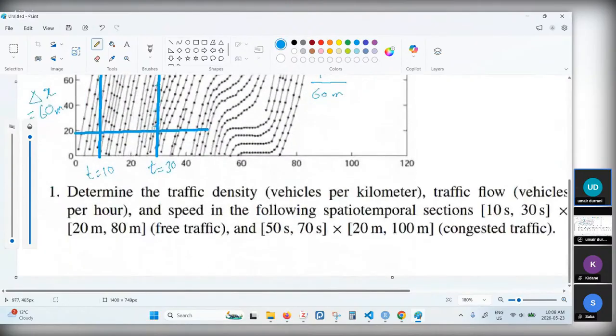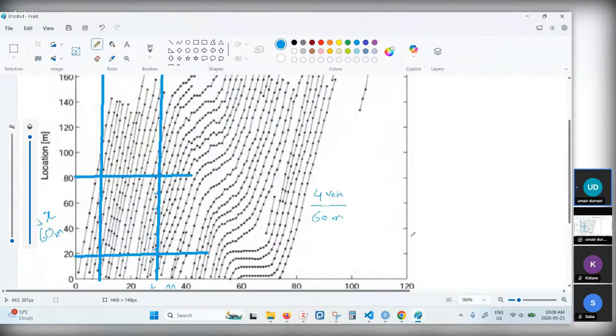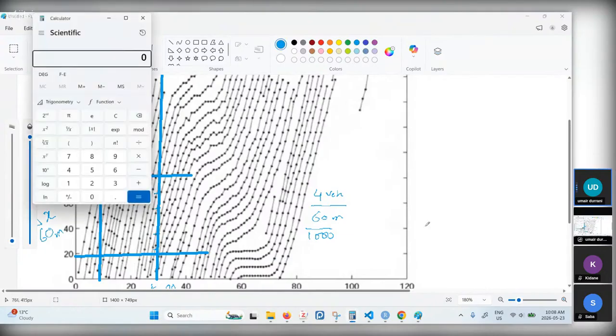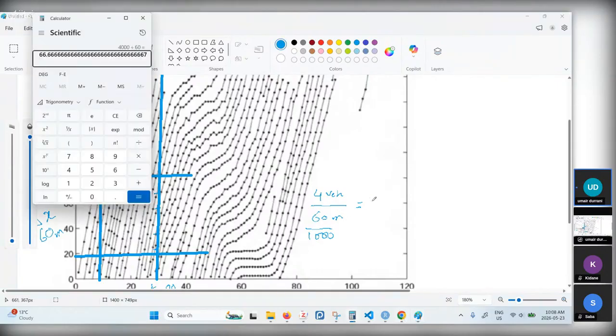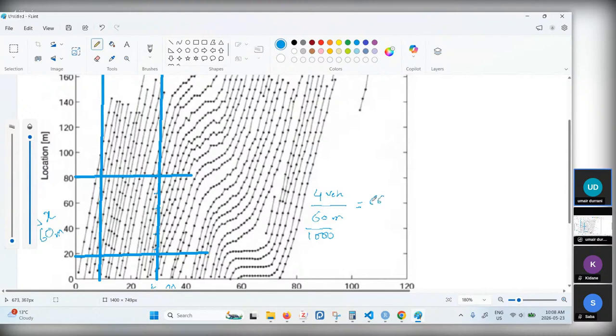But they ask for vehicles per kilometer, so we need to convert this into kilometer. So this should be divided by 1000. If we now estimate that, that would be 4 times 1000 divided by 60. So this is almost 66.7 vehicles per kilometer.